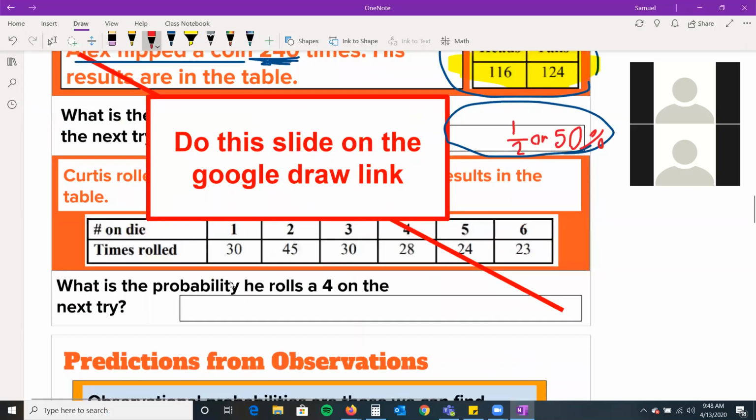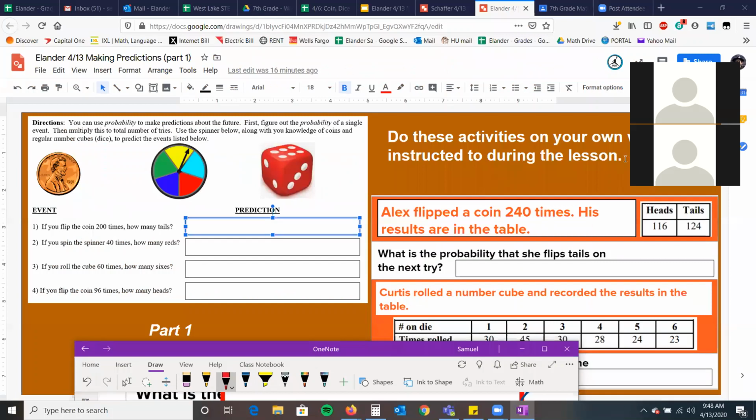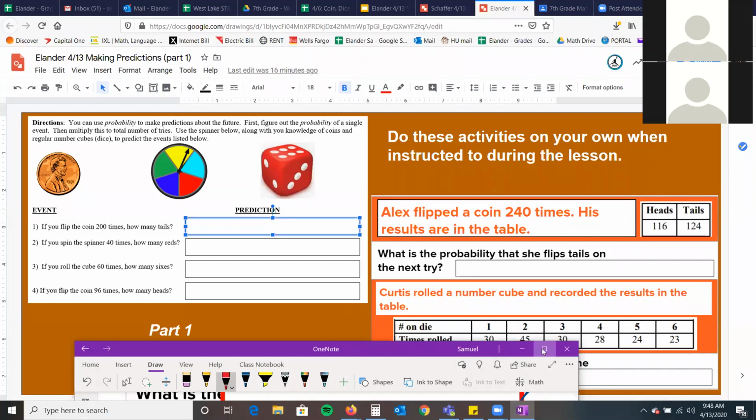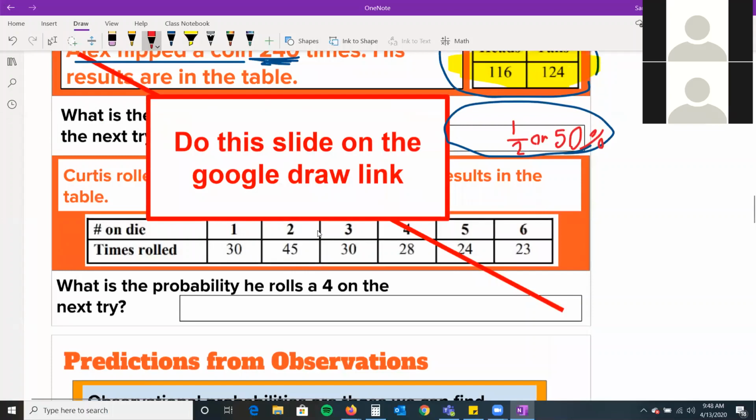Okay, and then on this next one, Curtis rolls a die, right? What does it say? Oh, it doesn't say the number of times. Sorry. It doesn't tell us the total number of tries, but it tells us how many he rolled each. So he's rolling this die over and over again. And at the end of his experiment, he's got 30 ones, 45 twos, 30 threes, 28 fours. Okay, he's got all these different results.